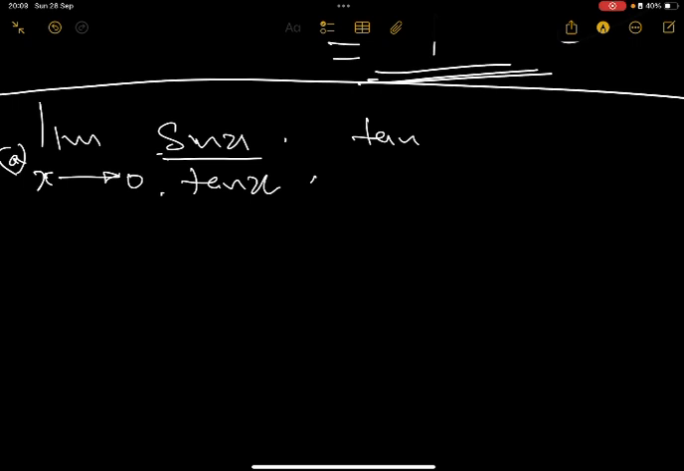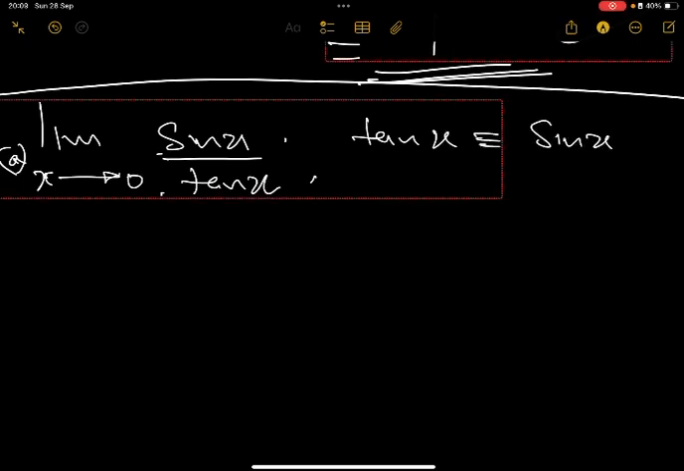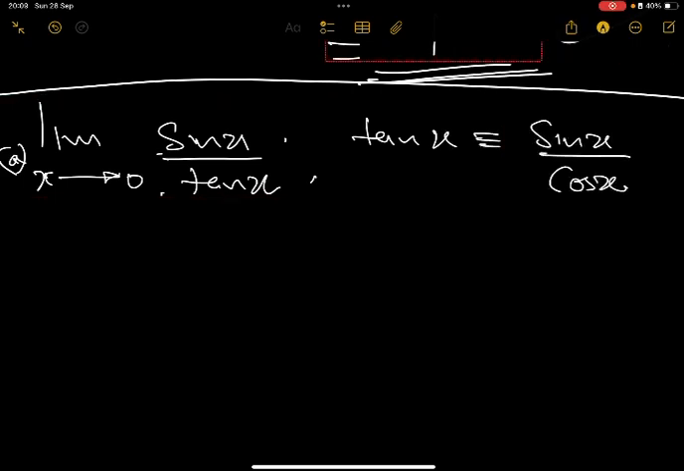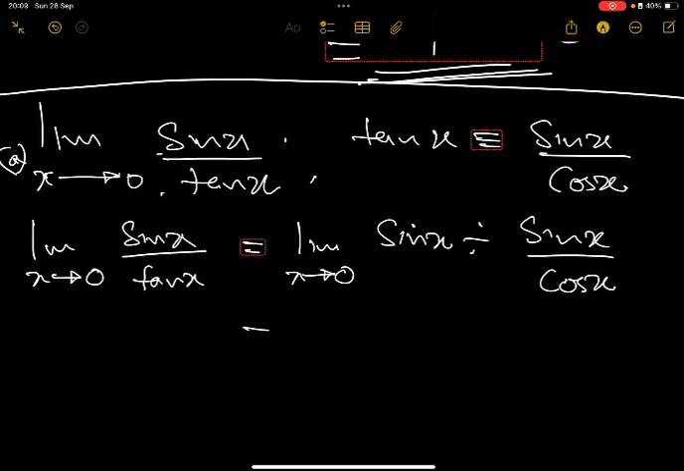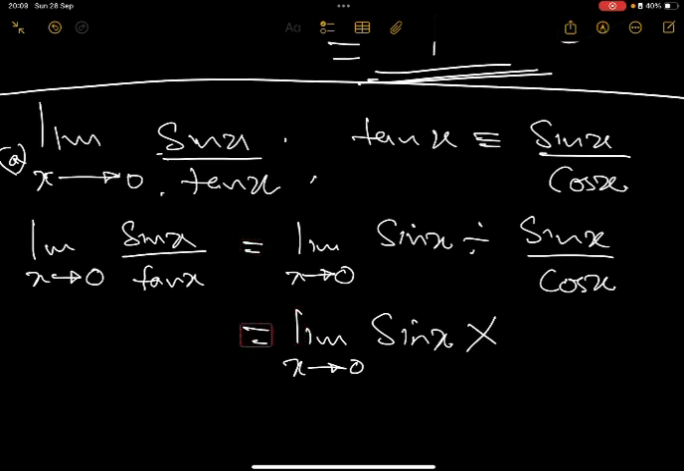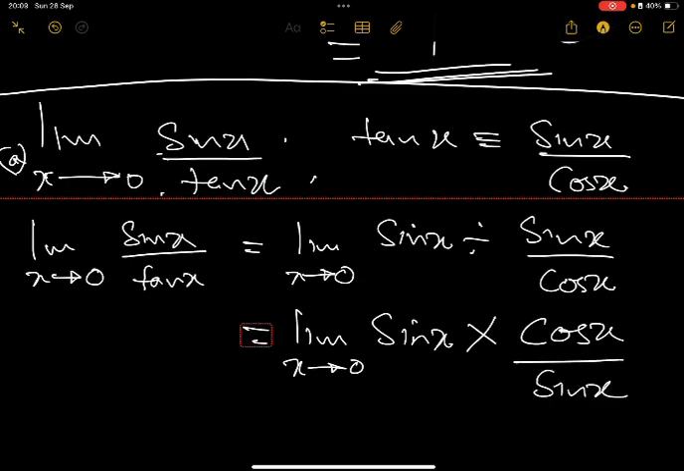We know that tan of x is identical to sine of x over cos of x. So the limit as x approaches 0 of sine of x over tan of x is equal to the limit as x approaches 0 of sine of x divided by tan x, which is sine of x over cos of x. Then, limit as x approaches 0 of sine of x, multiplied by the reciprocal of sine x over cos x, which is cos of x over sine of x.